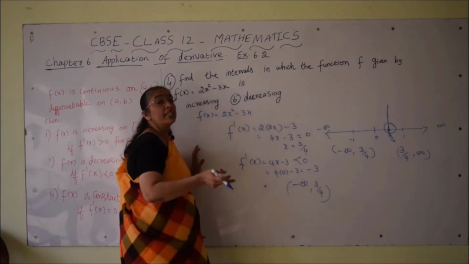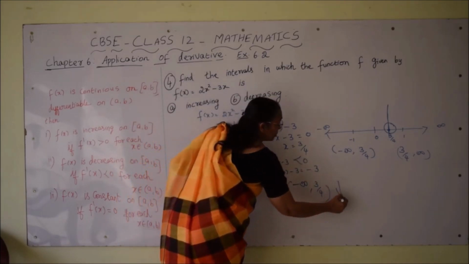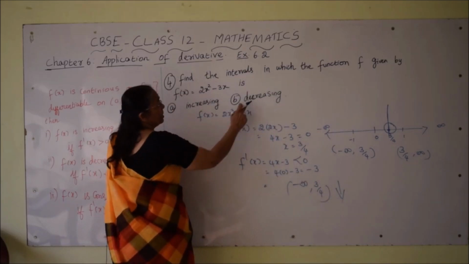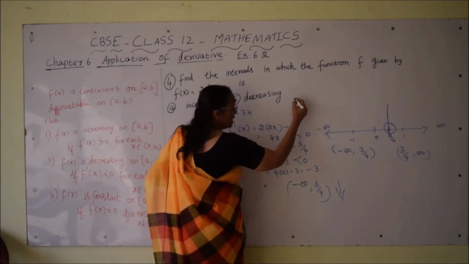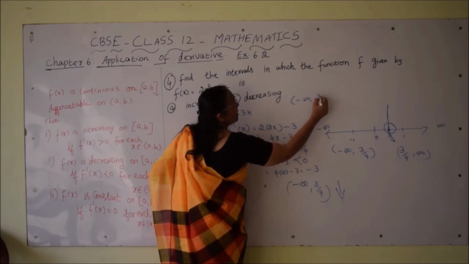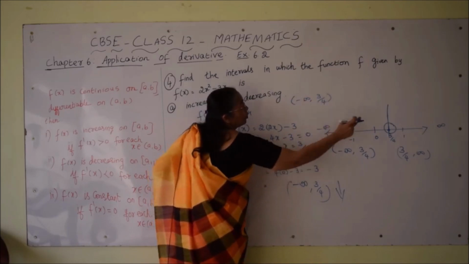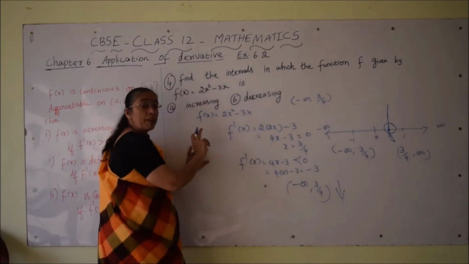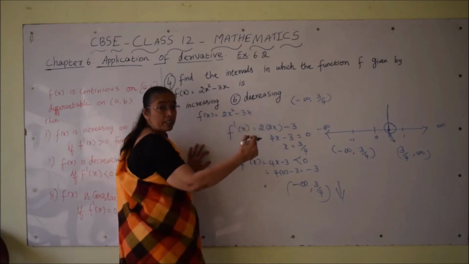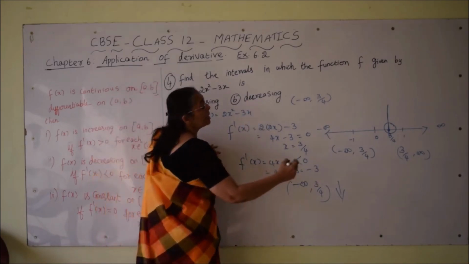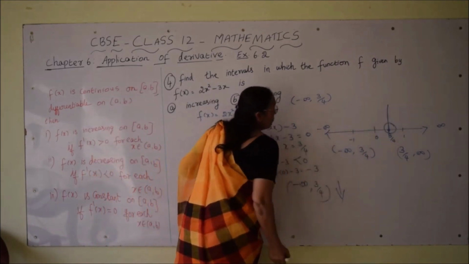So, the function is decreasing in this interval. So, it is the second bit answer, decreasing. The function is decreasing in the interval minus infinity comma 3 by 4, from here to there. So when it is decreasing in that interval, obviously in the next interval the function will start increasing, the graph will go like this. Yes.